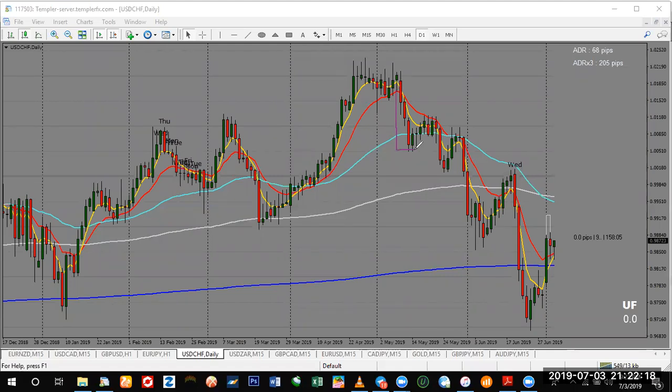ADR times 3. So this will be around 1.5 ADR. So this is another peak low on the hour 1 time frame. And this here is another cycle.